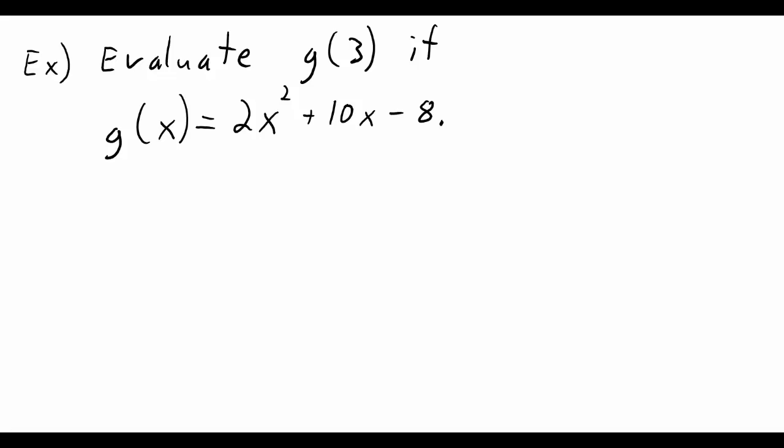In the first example, we need to evaluate g of 3 if g of x equals 2x squared plus 10x minus 8. G of 3 means we need to plug 3 into the function named g. It does not mean g times 3. So let's take 3 and substitute it into the right-hand side of the equation.